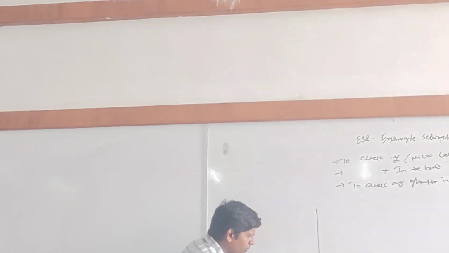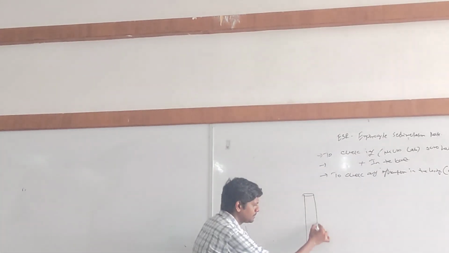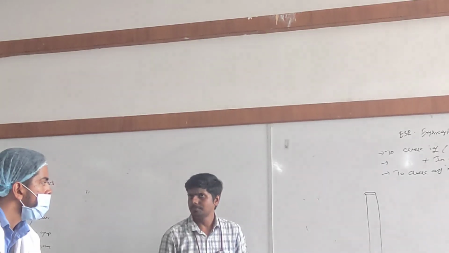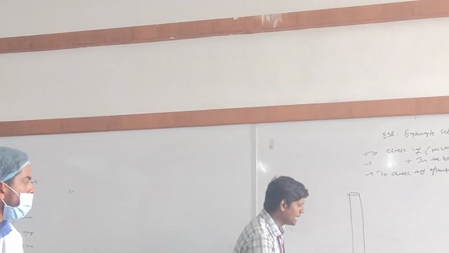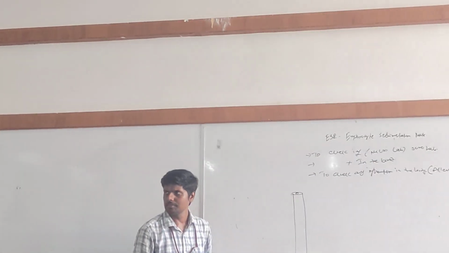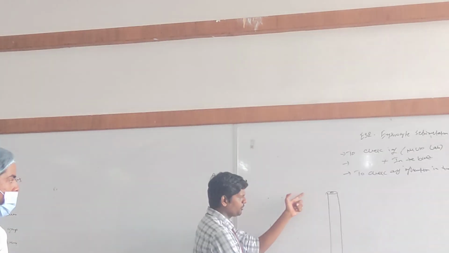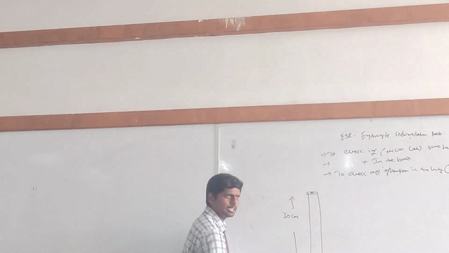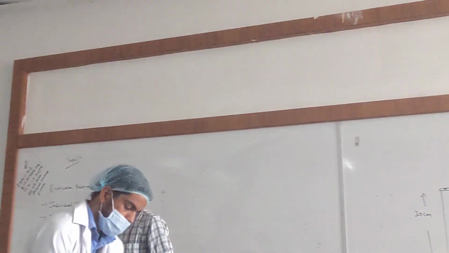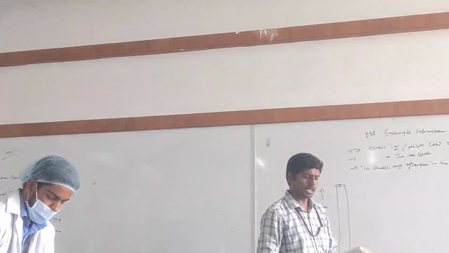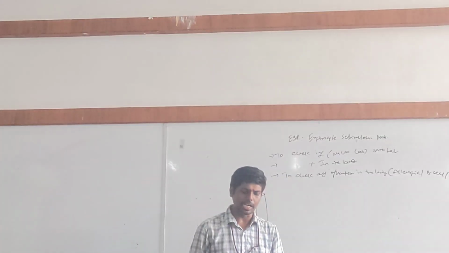We are taking a vertical glass rod. This glass rod has openings on both ends, both sides. The length of this glass rod is 30 centimeters. Please write down these points.